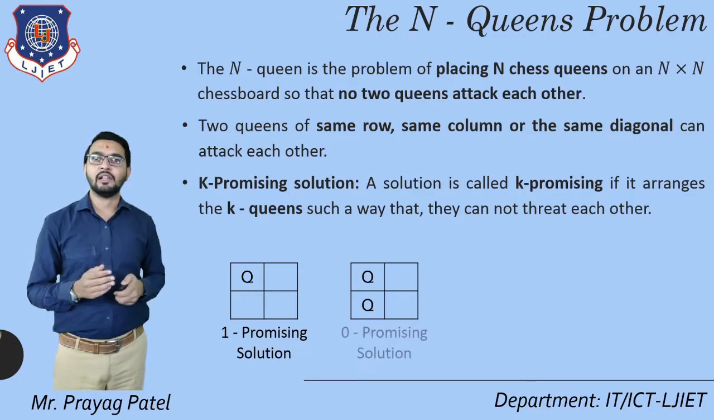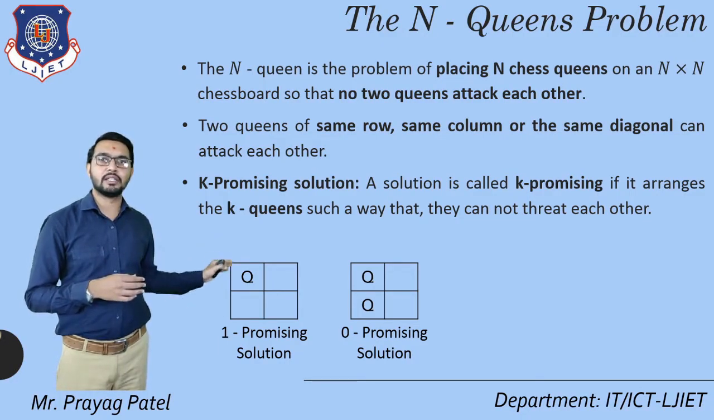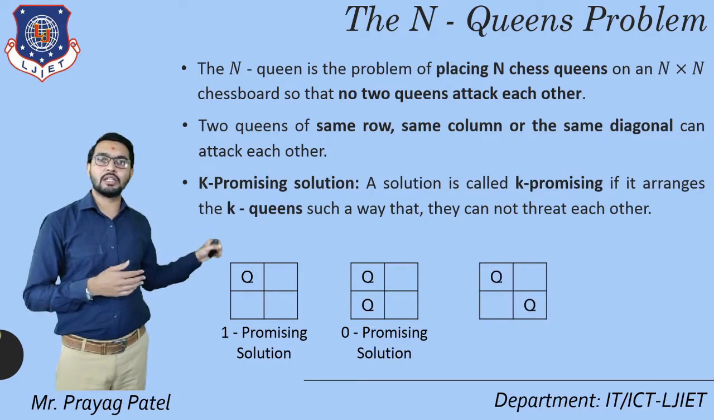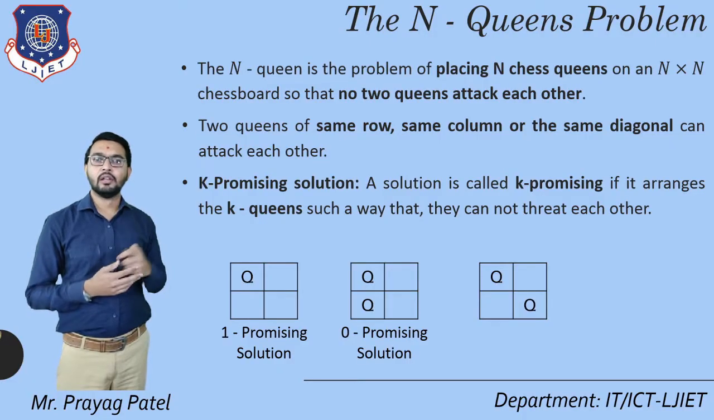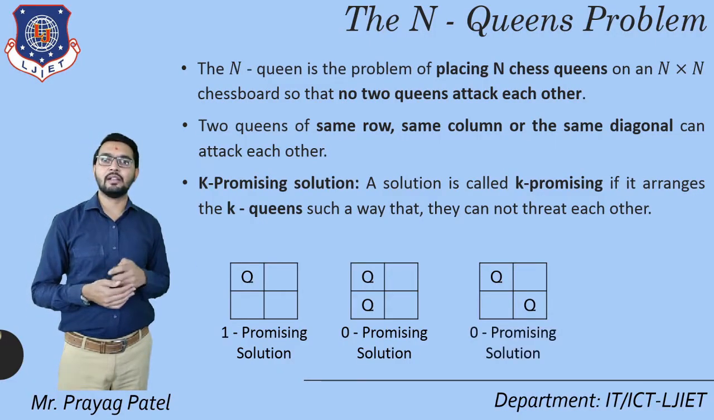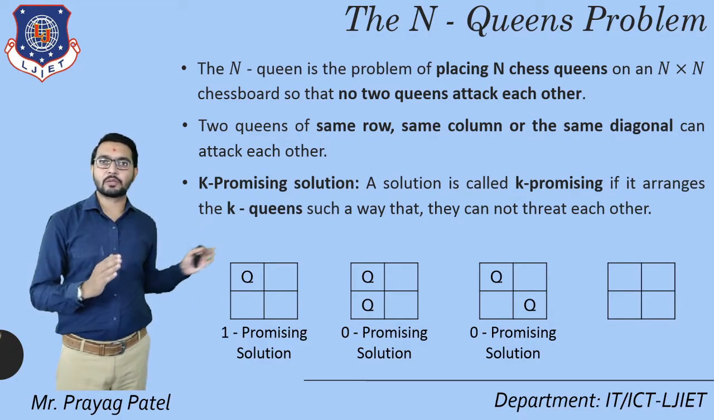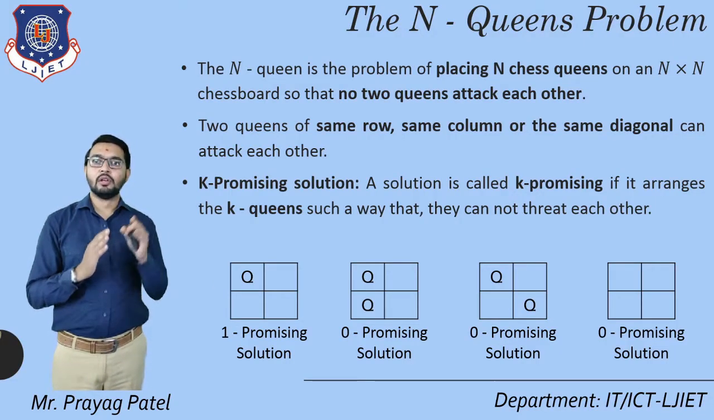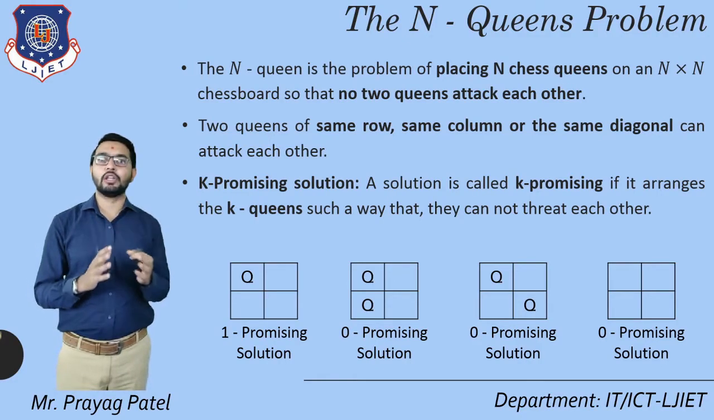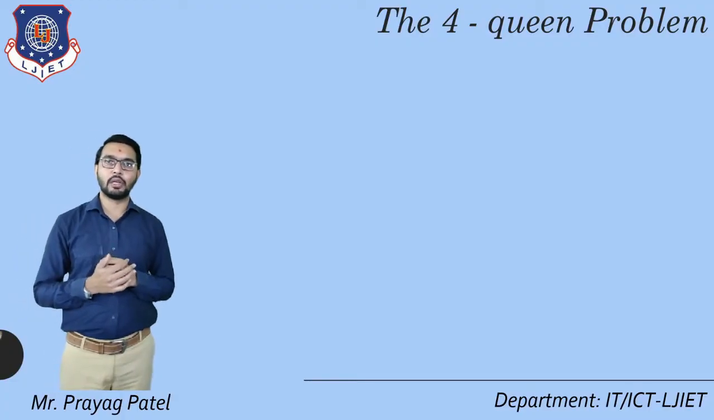If we put two queens in the same first column, then this is not considered a solution. So we can say that this is a zero promising solution. Now if we put the queens in a diagonal, then also it is no solution for the two queen problem, so this is a zero promising solution. And if we don't put any queen in the chess box, then also it is a zero promising solution. So in a 2 cross 2 chess box, you want to put two queens but it is not possible. Now consider the 4 queen problem.